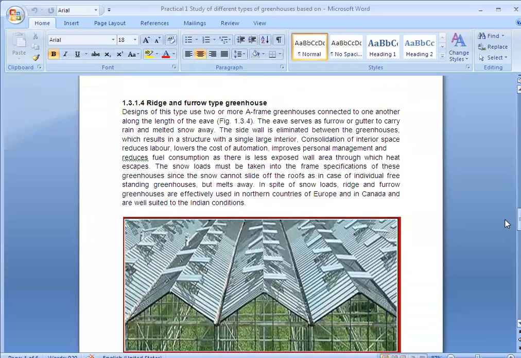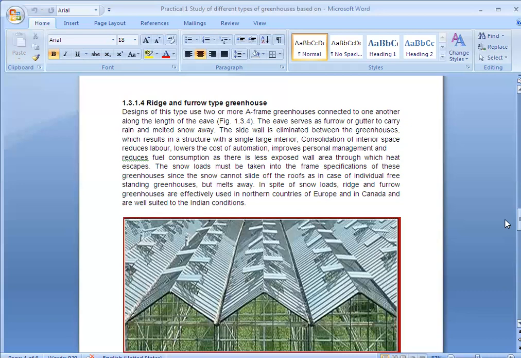Designs of this type use two or more A-frame greenhouses connected to one another along the length of the eave. The eave serves as a furrow or gutter to carry rain and melted snow away. The side wall is eliminated between the greenhouses, which results in a structure with a single large interior. A consolidation of interior space reduces labor, lowers the cost of automation, improves personnel management, and reduces fuel consumption as there is less exposed wall area through which heat escapes.